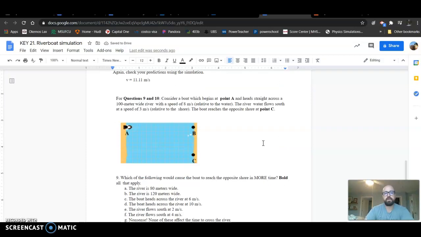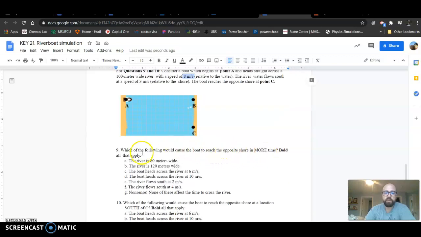And then here we get to this next part, which is a little more conceptual. We've got a boat beginning at A, heading straight across with a speed of 8 meters per second. The river water flows south at 3 meters per second. So the boat heads towards B, but really ends up at C because of the river current. We want to think about which would cause the boat to reach the opposite shore in more time. So we bold the ones that do that. It's a 100-meter wide river here.